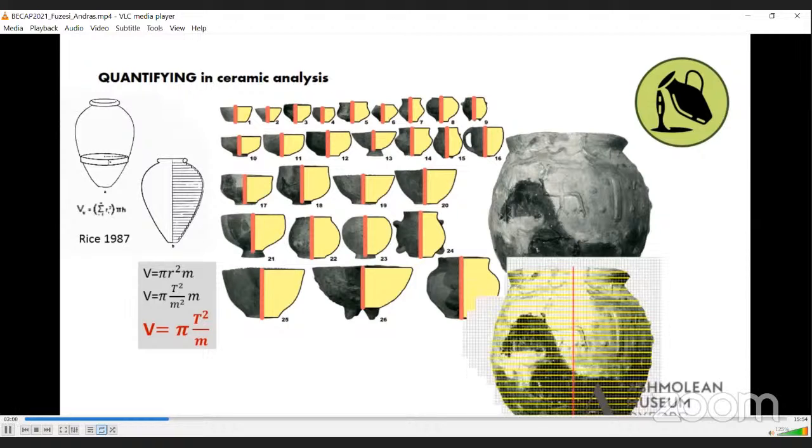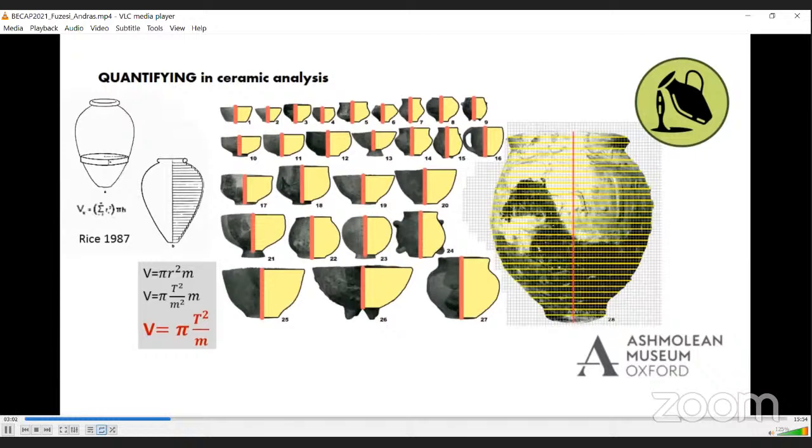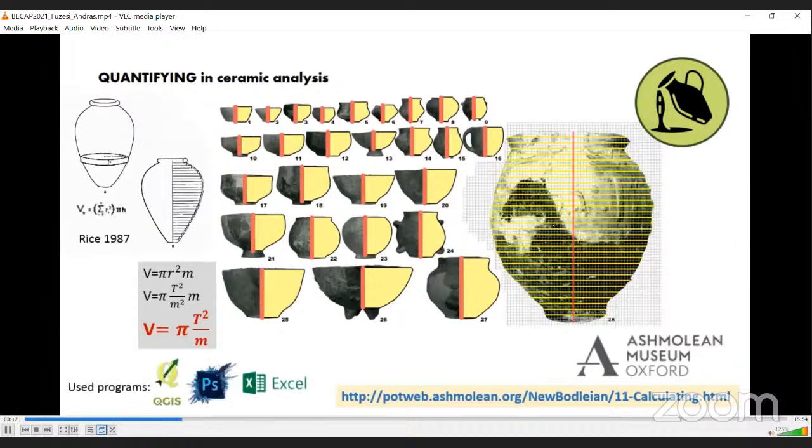The second method was devised by Thomas and Wheeler from Ashmolean Museum. The data required for this method are height and diameter or radius measured at equal distances. The Excel spreadsheet available on the internet calculates automatically based on these.